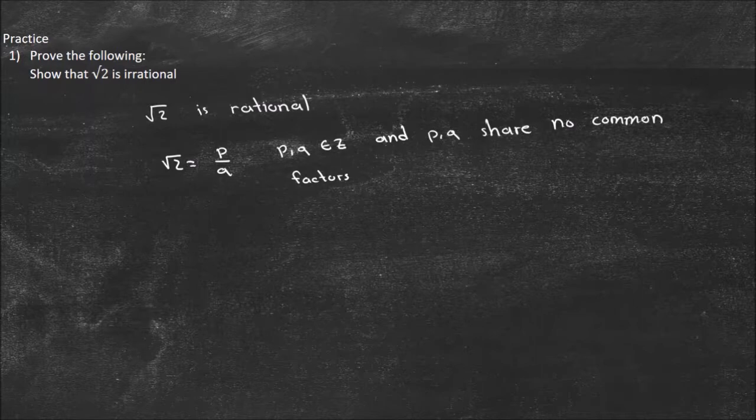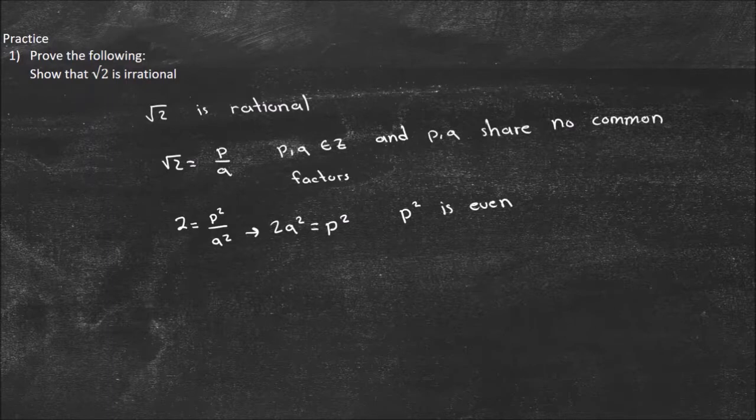All right, so now we're going to square both sides. So I'm going to get 2 equals p squared divided by q squared. I'm going to move this around. I'm going to get 2q squared equals p squared. So now is when it gets really interesting. So what can I tell you about p squared right now? Well, I can say p squared is even. And why can I say p squared is even? Well, because I have 2 times some integer equals p squared, so p squared has to be even, just by the definition of even, where it's 2 times some integer. All right, so p squared is even.